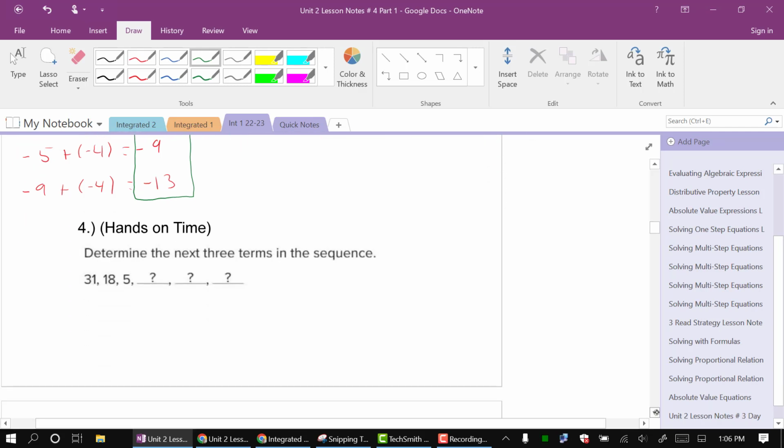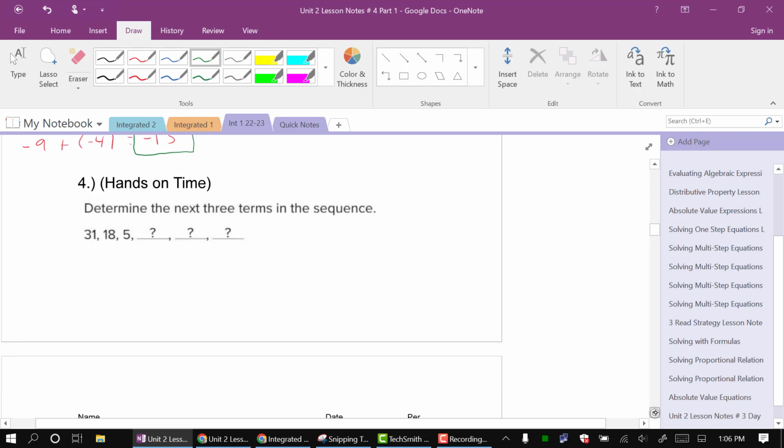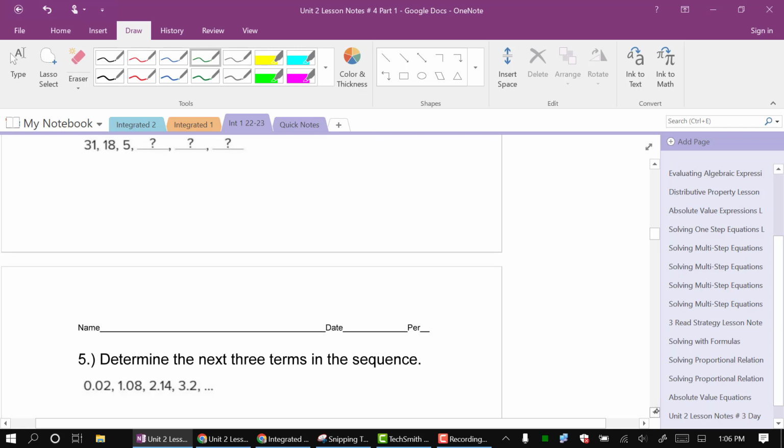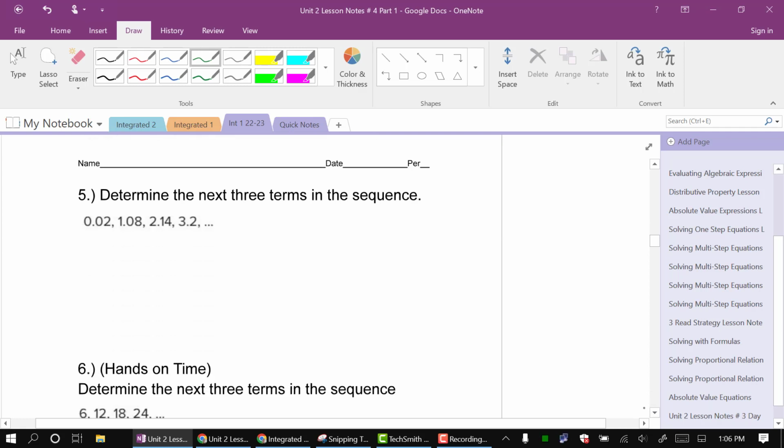Go ahead and pause the video and try your hand at number 4. So hopefully you're able to figure out what number 4 is. Let's take a look at number 5. We want to determine the next 3 terms in this sequence. Again, we're going to start off with finding the difference between the terms.